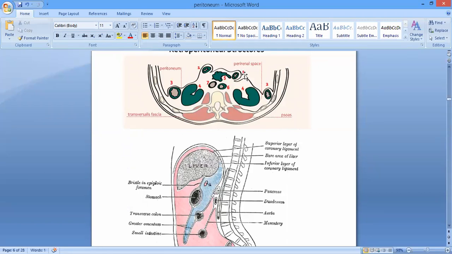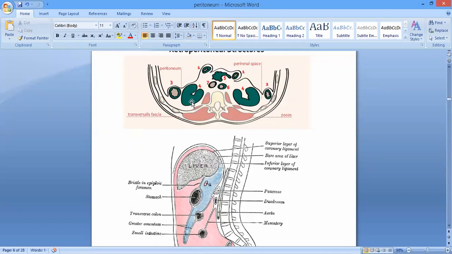So the structures present between this parietal peritoneum and the posterior abdominal wall are all retroperitoneal. They are lying behind the peritoneum, right? Which ones? The duodenum. The first 2 centimeters of the duodenum have a peritoneal attachment. After that, the whole duodenum, from where the small intestine starts, is retroperitoneal. Then we have the pancreas.